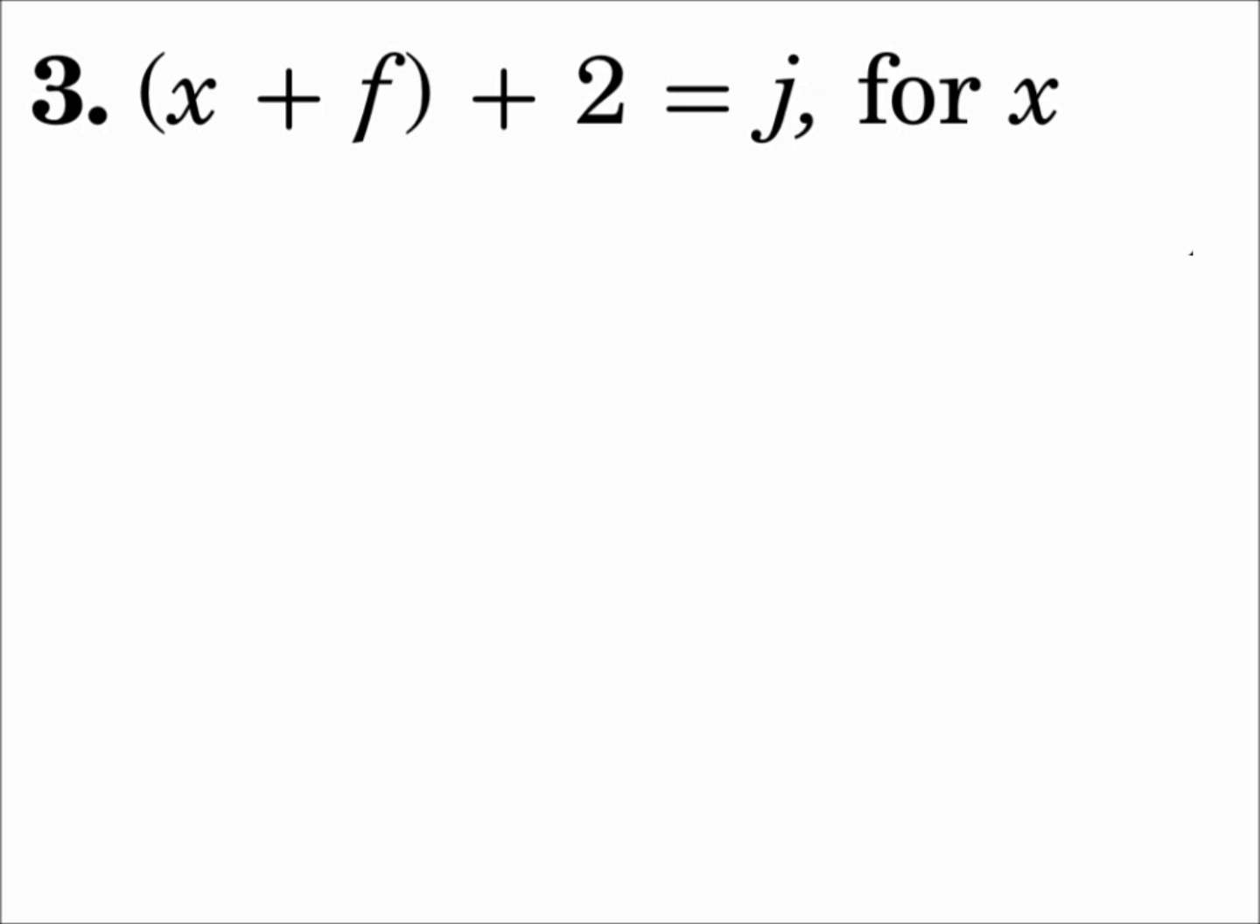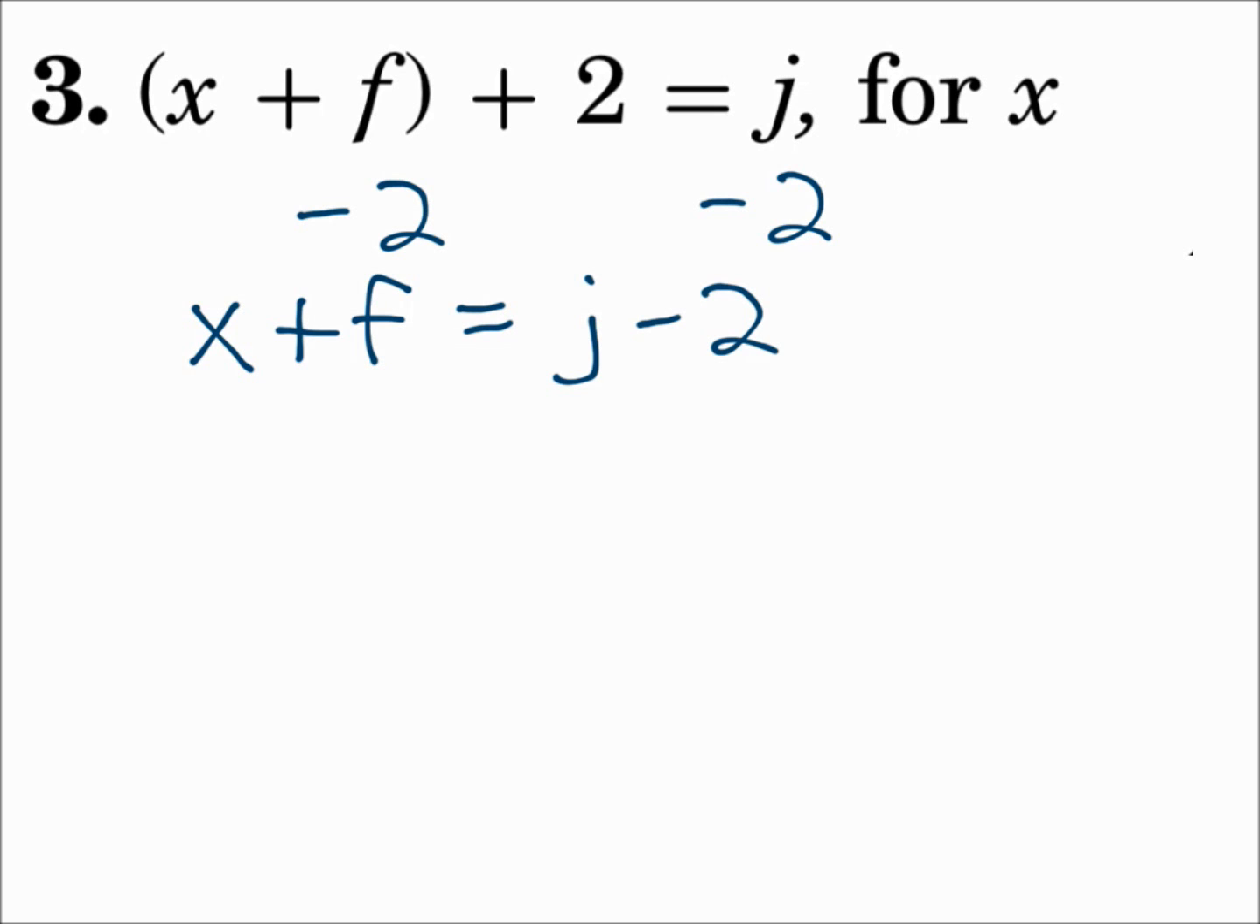Number 3, the quantity x plus f, the quantity, plus 2 equals j. Solve for x. Well, the x's are all on one side of the equal sign. So now let's get rid of everything else. Add or subtract first. There's a 2 added, so let's subtract 2 to move it to the other side. The 2's cancel on the left, and you have j minus 2 on the right.